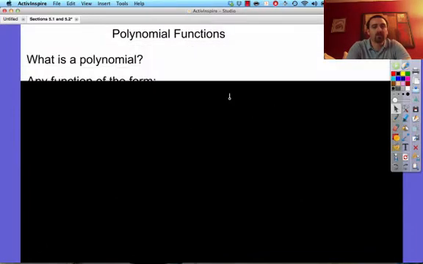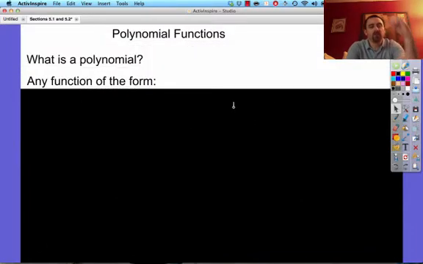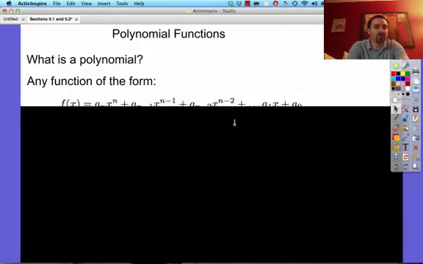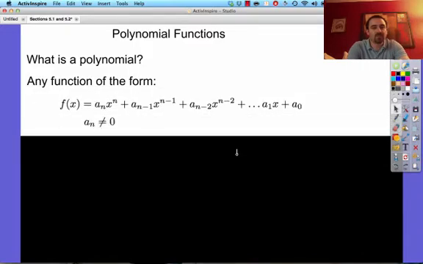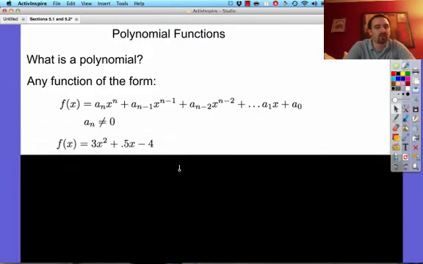Okay, let's look at polynomial functions. So what is a polynomial? A polynomial is any function of this form. Now, this is going to be a little bit esoteric perhaps. A number times x to a power plus a number times x to another power plus a number times x to another power, and so on, all the way down to the first power and no powers, as long as this first number isn't 0. If this first number is 0, then this doesn't really make any sense. So this is kind of an unimportant term.